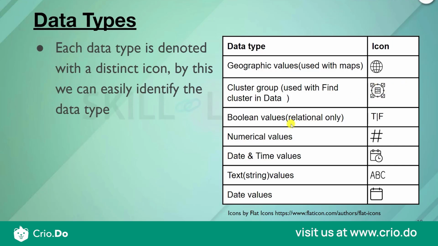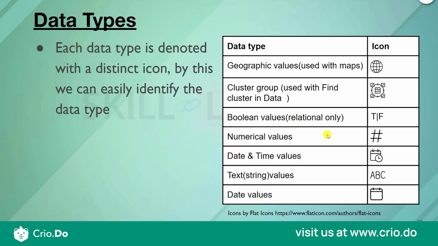The third one would be Boolean values. Boolean values are true or false statements, and the icon attached to it will be looking like this. The inside of the Boolean values will have only two values, either true or false. The fourth one would be numerical values. Numerical values indicate that they only have numbers, and the icon would be looking like a hash mark, and it represents only numbers. The fifth one would be date and time values.